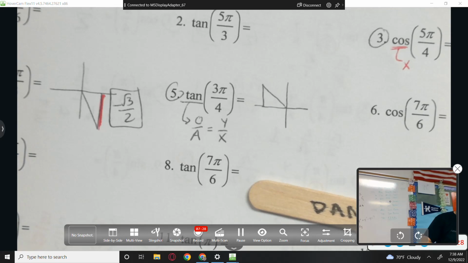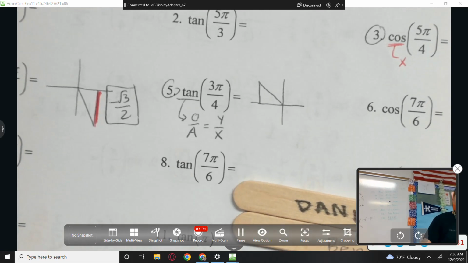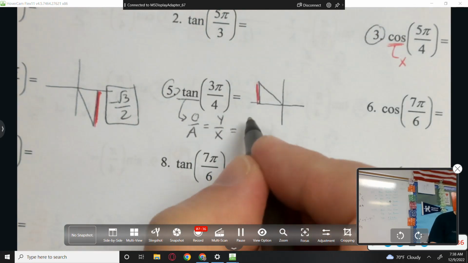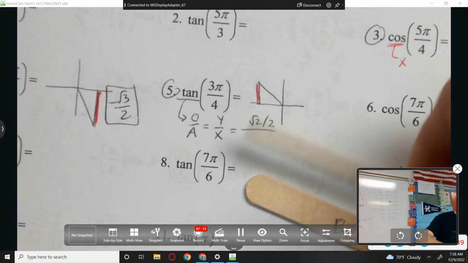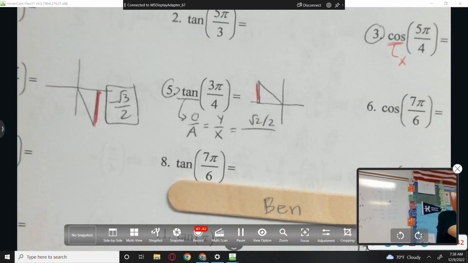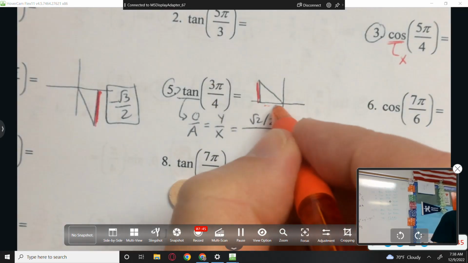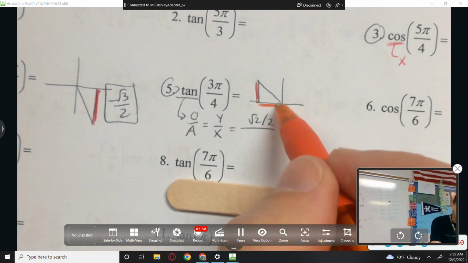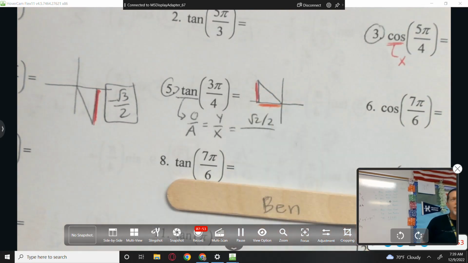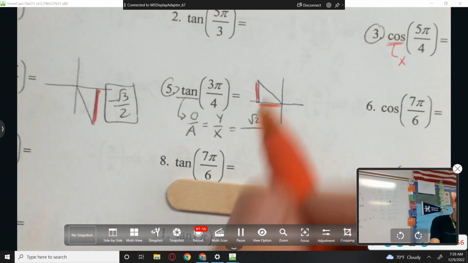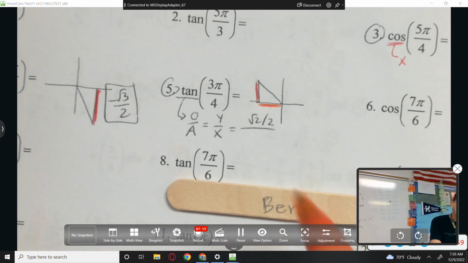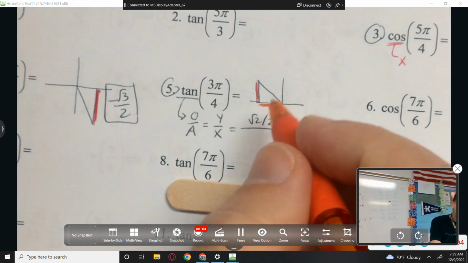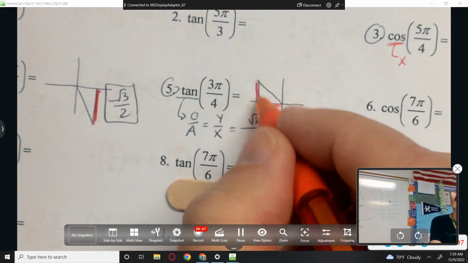So that means I can actually call on 2 people. So Danny, how long is the y side here? Good. And Ben, what's the x side? Well, it's the middle angle. That makes it a 45, 45, 90. So those side lengths have to be the same. And this side length? Well, this side length is root 2 over 2.